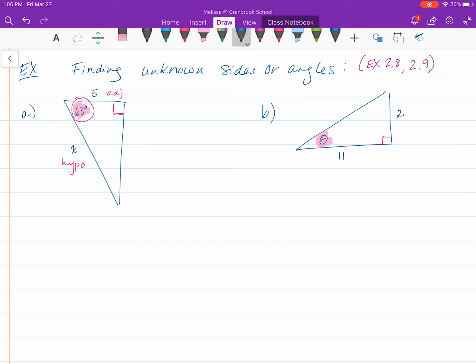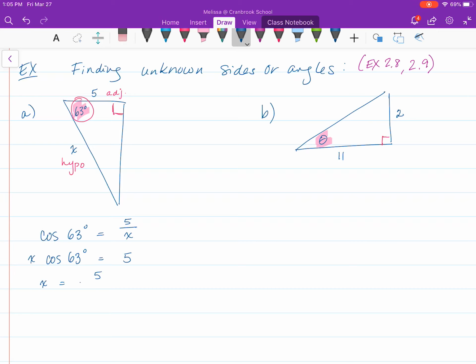This tells me that I need to be using cosine of 63, because then I can put this in the ratio of your adjacent on your hypotenuse. And then I just need to solve for x. So I'm going to multiply both sides by x. Cosine of 63 degrees on the left-hand side. And when I multiply the right-hand side by x, the x cancels out on the denominator, and I get 5. One more step, divide by cosine of 63, which is just a very, very ugly number.